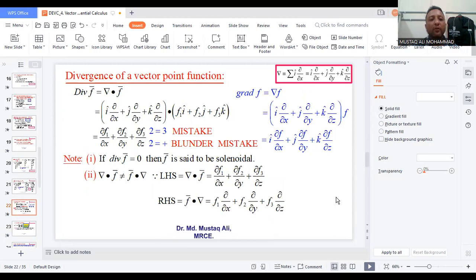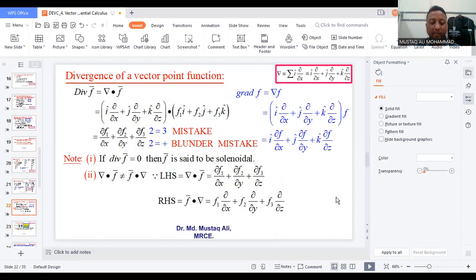Next point is divergence of a vector point function. Gradient is applying del on the scalar point function. The same del we are applying here on the vector point function, that is called divergence. Divergence of the vector point function.